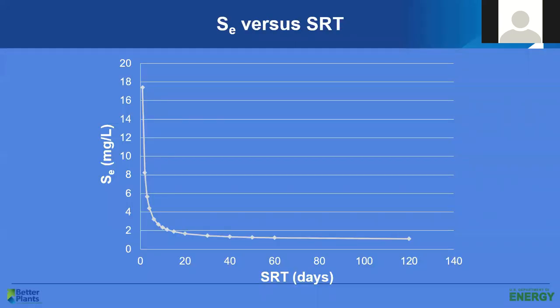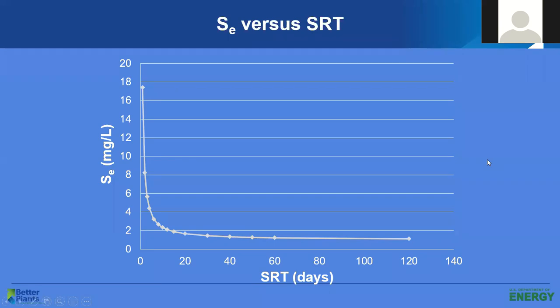So if we plot S sub B versus theta sub C, or in this case, I've changed it to SRT. Again, theta sub C is equal to SRT, is equal to MCRT, is equal to sludge age. So as we increase our SRT, you can see that the soluble CBOD5 concentration declines rather dramatically.